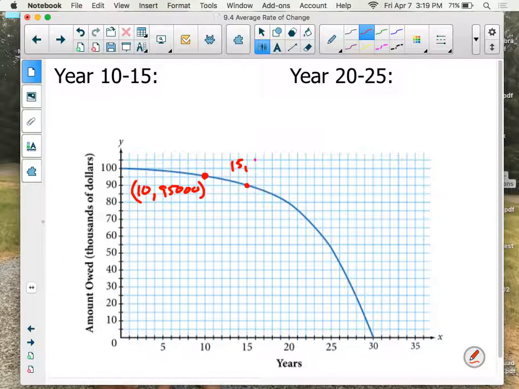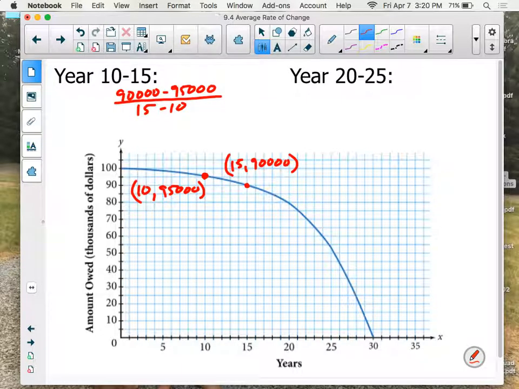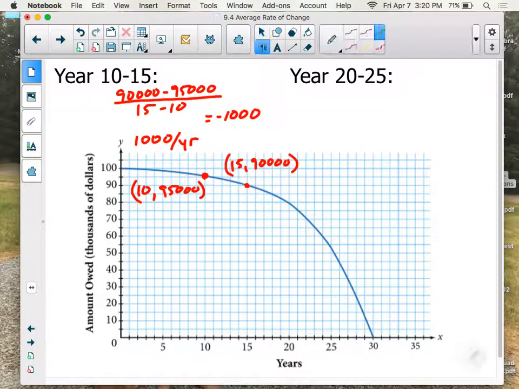And then the next is 15. And let's say it's about $90,000. So let's find the slope between these two. So if I do my slope of 90,000 minus 95,000, divide that by the change in the x values, 15 minus 10, it looks like that's going to equal about negative 1,000, which means that the amount we owe decreases by about $1,000 a year. That really stinks. But it gets better. Like all things, it gets better over time.